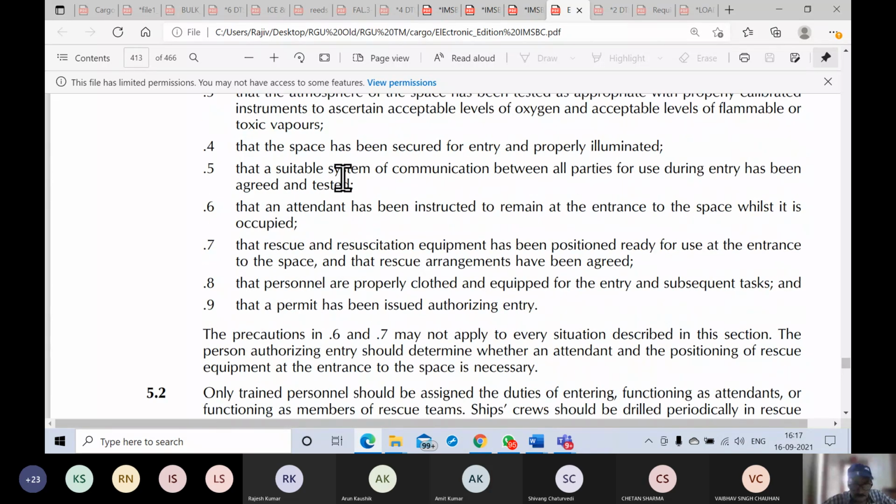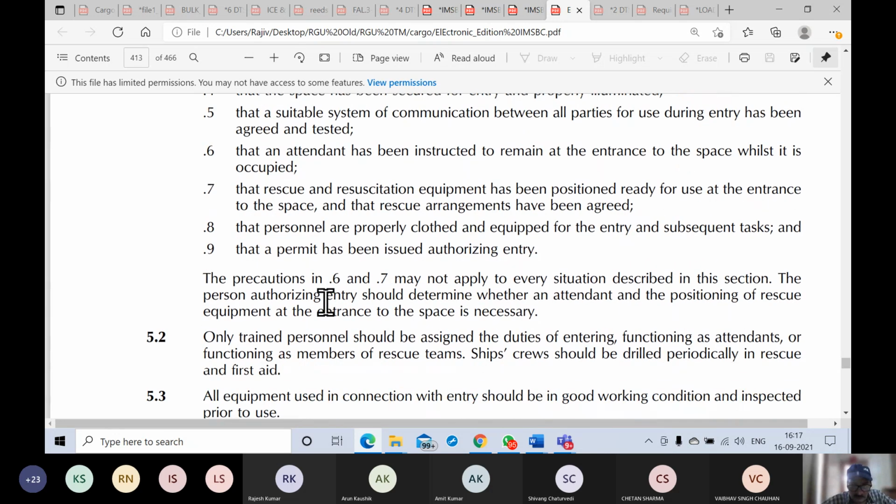Space of entry or enclosed space should be secured for entry and properly illuminated. Very important, properly illuminated. Suitable system of communication between all parties. Attendant to remain at the entrance of the space while this job is carried out in the enclosed space. Rescue and resuscitation equipment positioned ready for use.